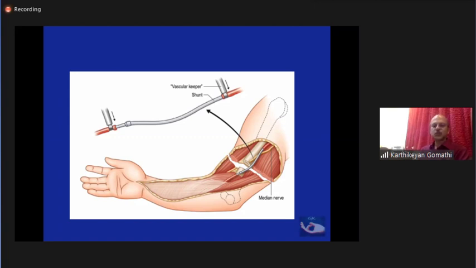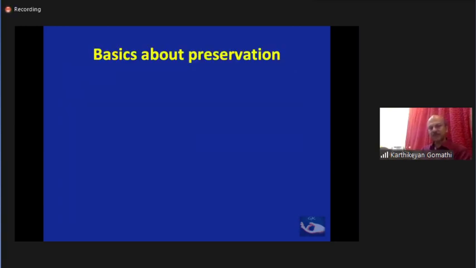So this is to show, for instance, if the amputation is at the level of the arm, I told you that the distal part can go for a reperfusion. So we can put in a vascular shunt. Put in a shunt, allow the blood to go inside and perfuse the tissues while you're getting the replantation ready.